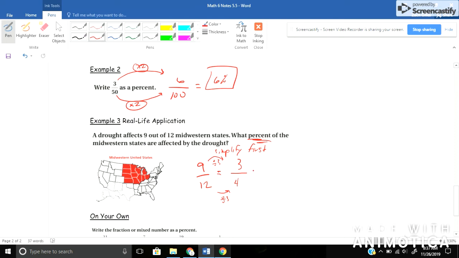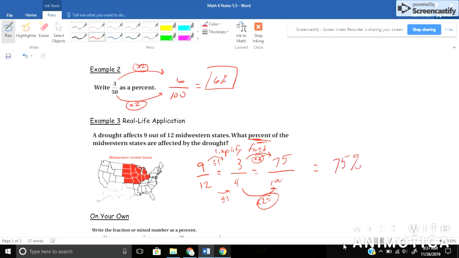And now I can easily go from 4 to 100 by multiplying by, you got it, 25. So also multiply by 25 on top. 3 times 25 would give you 75. And 75 out of 100 is 75%.